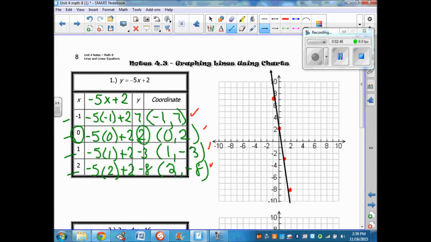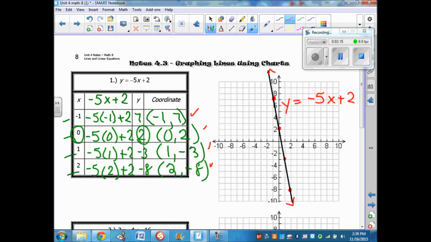Connect those points as neatly as you can. Okay, I'm going to have to shift mine a little bit. I have a little bit of a limitation here with my smart board. Here we go. And make sure that you have arrows on either ends. Extend beyond the points that you've plotted. And then we also have to put a label on it. We're going to put that initial equation somewhere on our line.